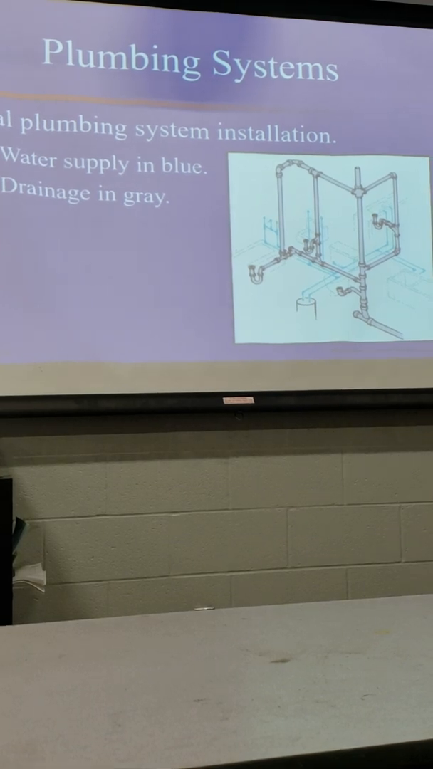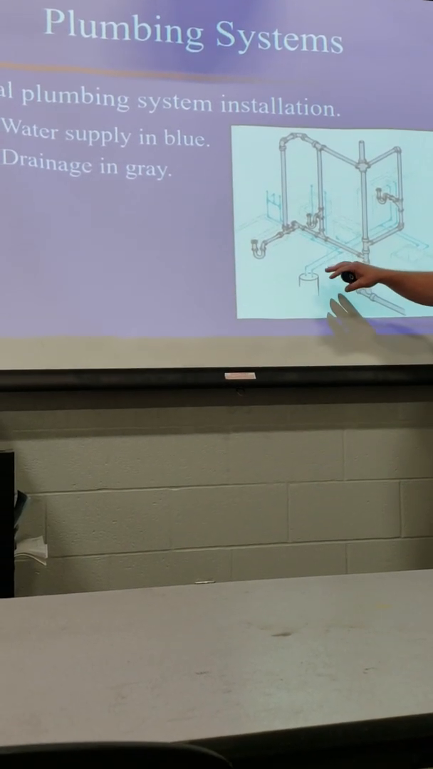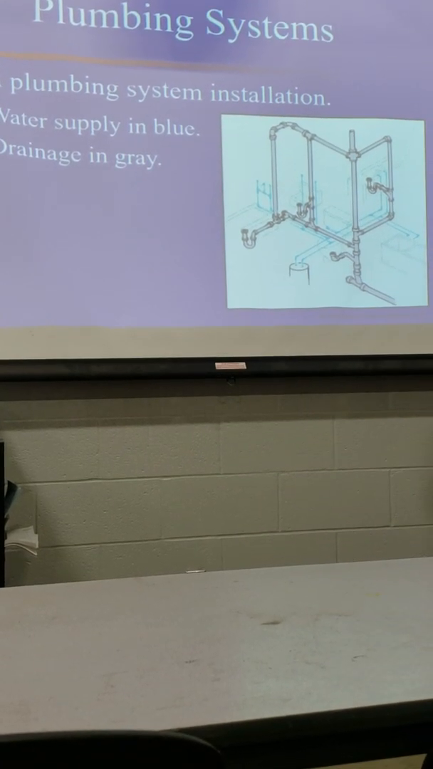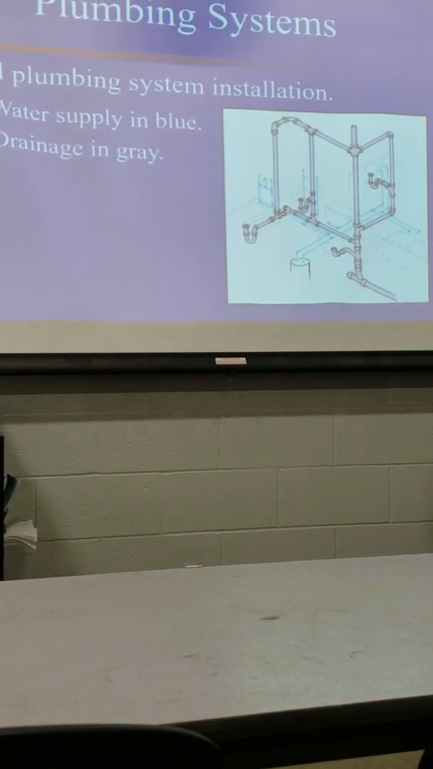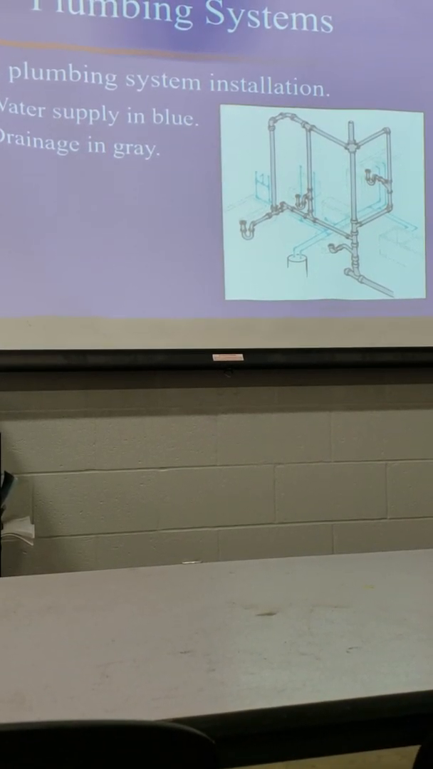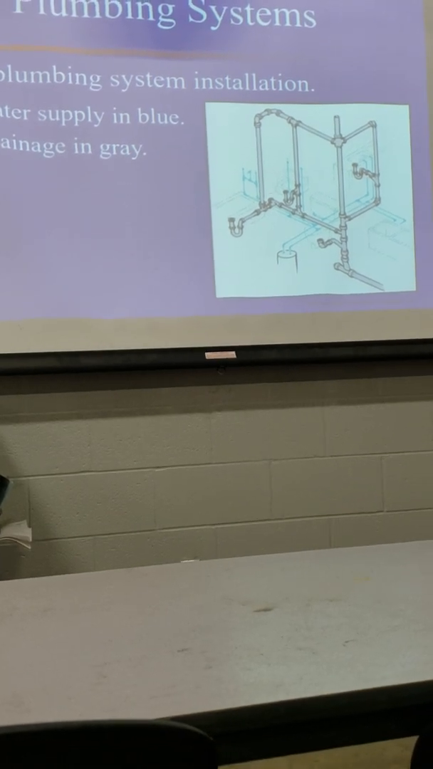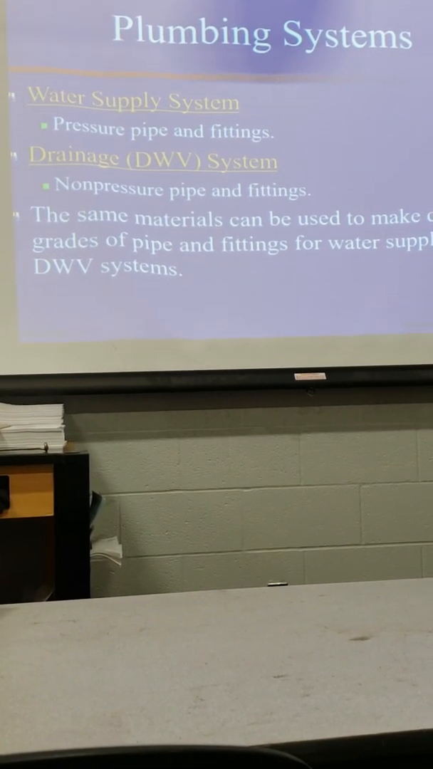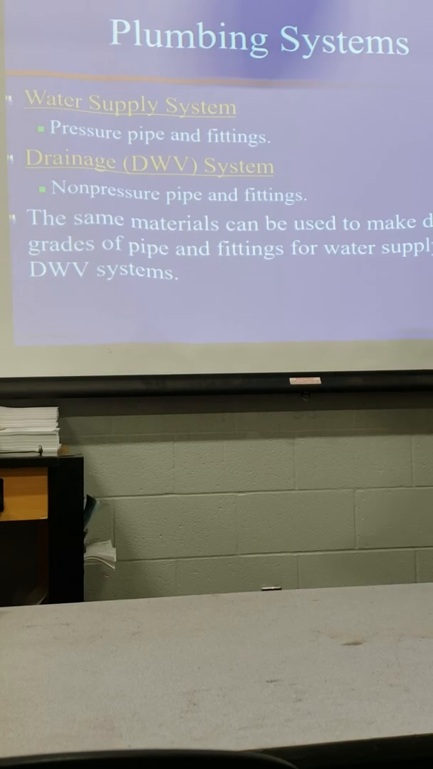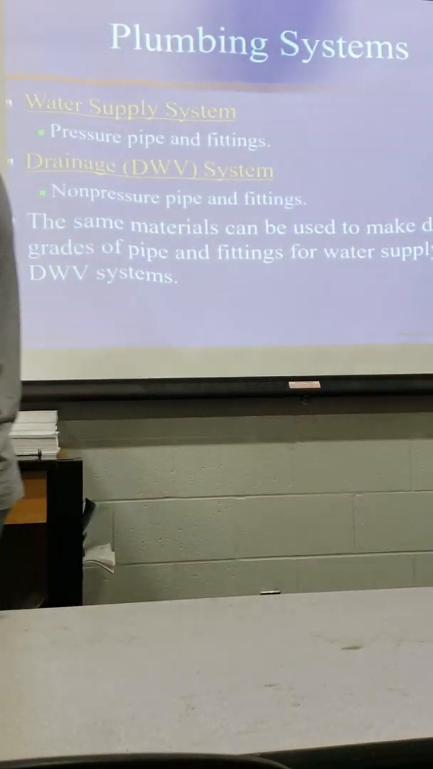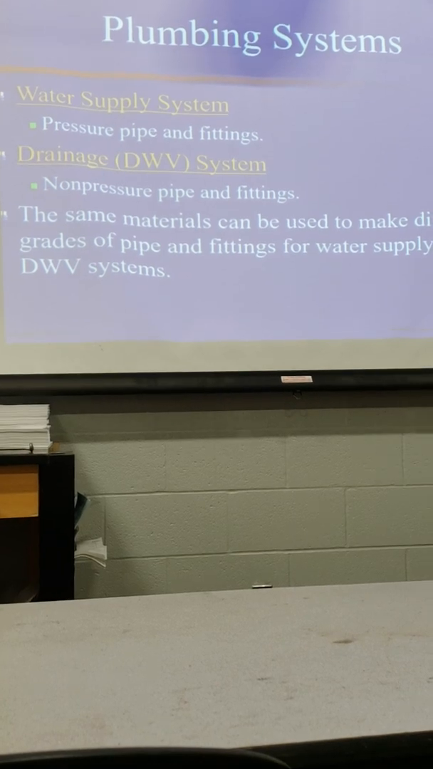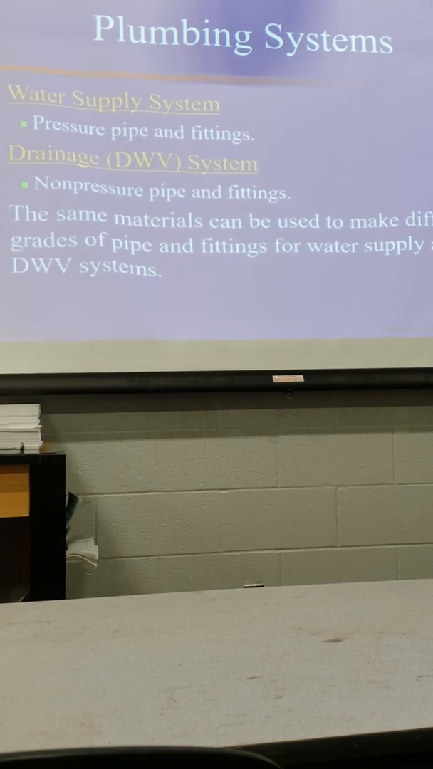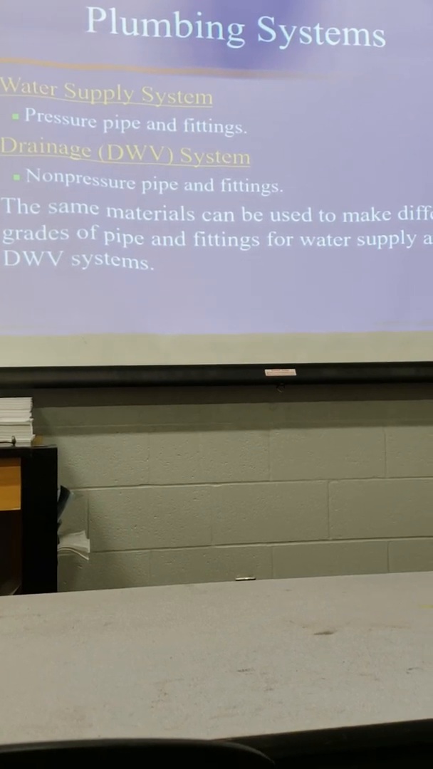Alright? Water supply in blue, typically you'd have two different colors for a broken line, which they don't really differentiate between hot and cold, so on this one, we just go by that. Alright, so our water supply system, pressure pipes and fittings, alright, we use pressure pipes and fittings in our water supply system. We can use the same type of materials in both systems sometimes, okay, we'll go through each type of material and we'll determine which ones can be used where.